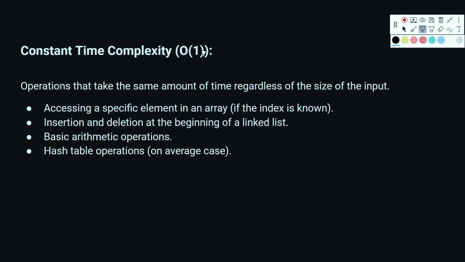Which is basically known as big O of 1, okay? Now this algorithm is often used whenever, let us suppose, you want to access a specific element in an array, or you want to insert or delete something at the beginning of a linked list. There can be more basic arithmetic operations where this can be used, like you can say a plus b, or you can say a greater than b. So all of these things actually take a unit complexity, okay, which is basically big O of 1. Or you can also use it for something like hash tables, okay.